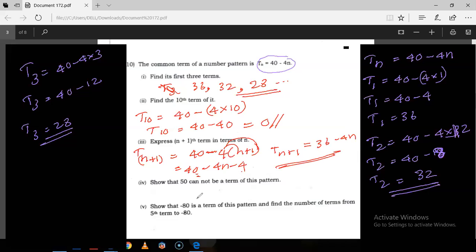Fourth one. Show that 50 cannot be a term of this pattern.